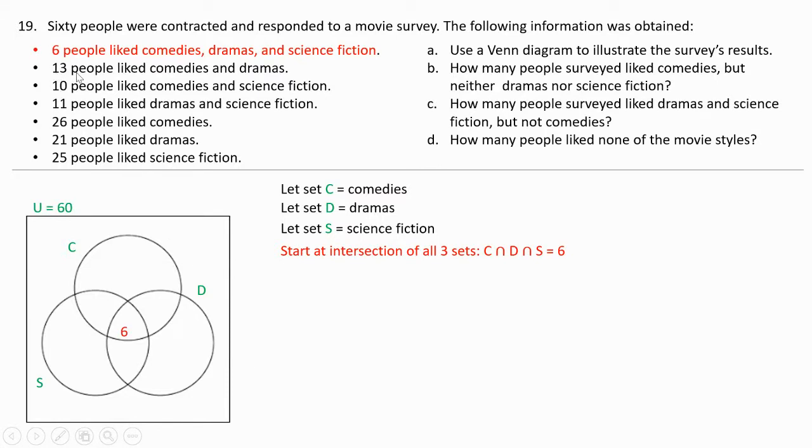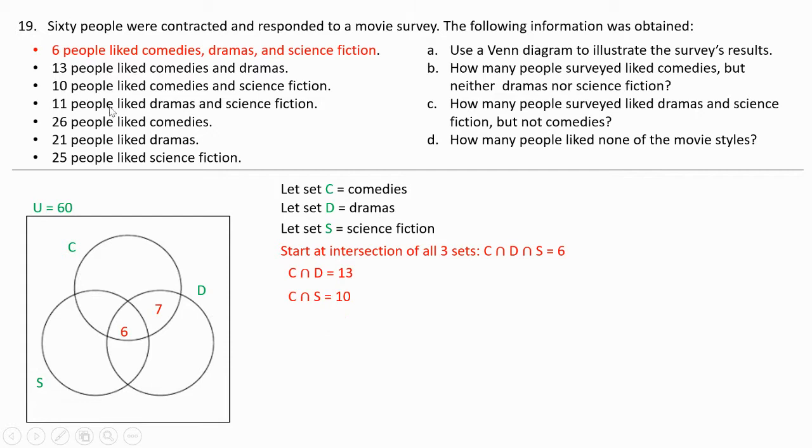Now you can go right, like, in order. 13 people like comedies and dramas, which means comedies intersects dramas, right? Because "and" means intersection. So comedies and dramas is 13. So this part has to be 13, and that's already 6, so this has to be 7, because these two must be 13, according to what they have here.